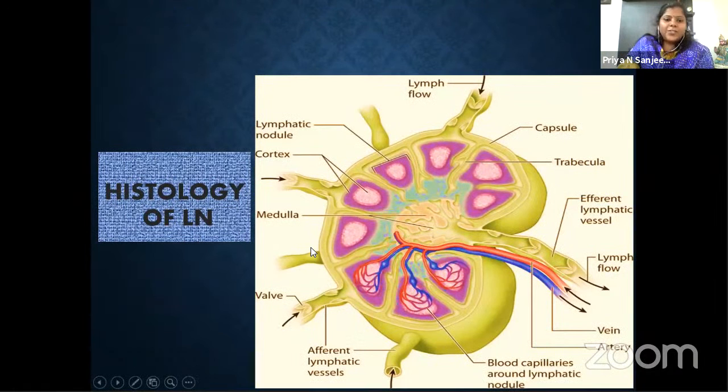Before going to the histology of the lymph node, let us understand an overview of a lymph node. A lymph node is made up of three major compartments: cortex, medulla, and paracortex. All these structures are enveloped by an outer covering called the capsule. Afferent vessels enter through the capsule, and there are extensions of the capsule into the lymph node, called septa or trabeculae. There is an indentation at one end called the hilum, through which the efferent lymphatics and the blood vessels go out.